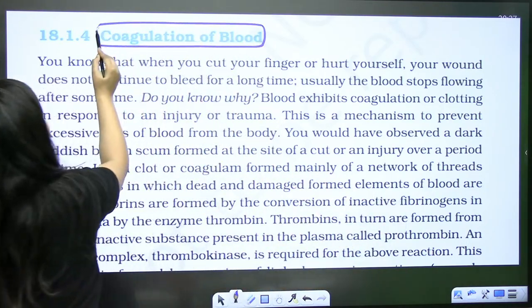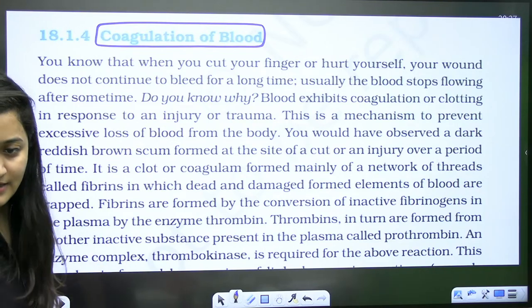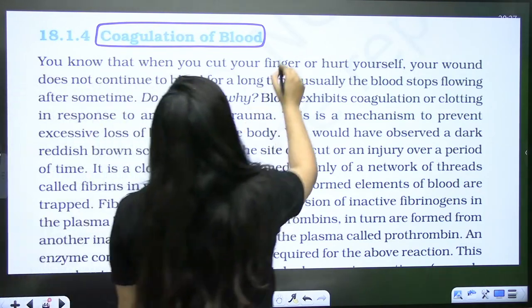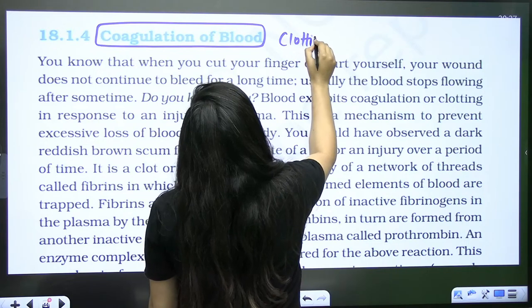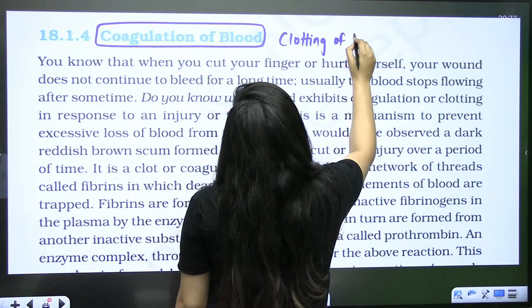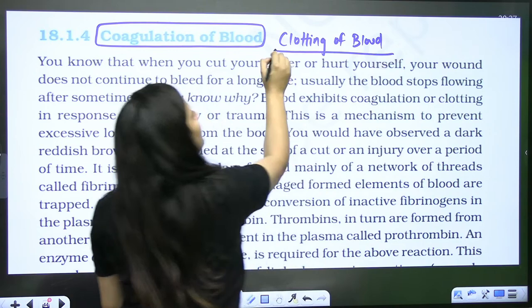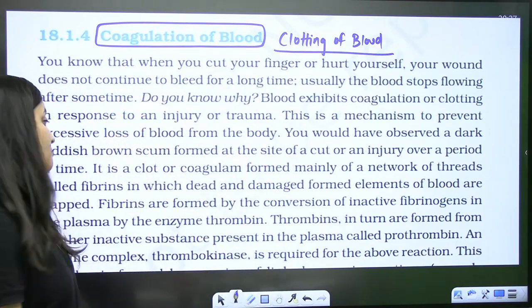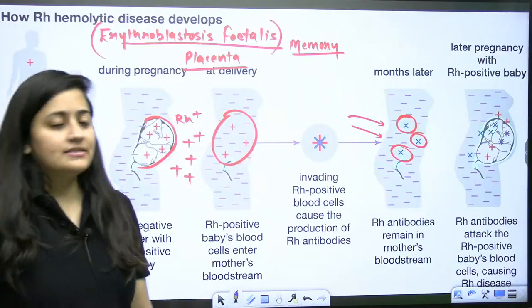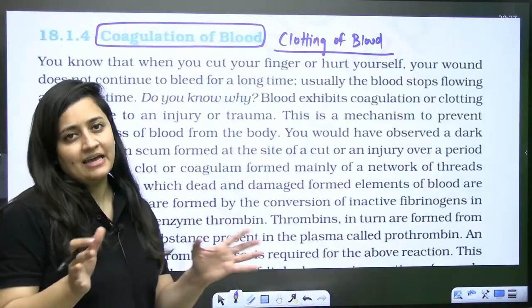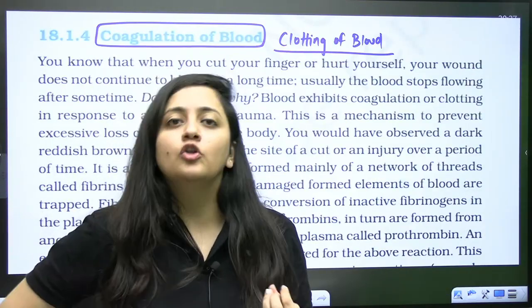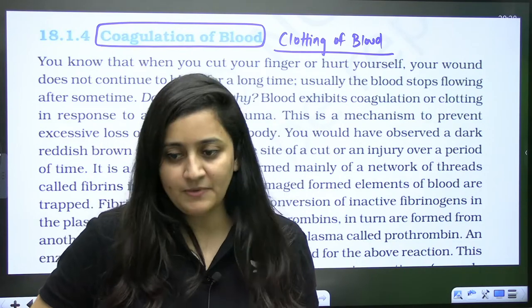So it is the coagulation of blood, which is also known as clotting of blood, a very important phenomenon. Let's say the bleeding time is near about 1 to 2 minutes, and the clotting time can vary. It can be 2 to 6 minutes, right?